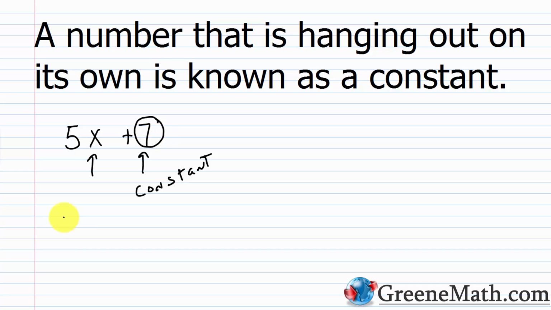If I have something like 3x squared minus 2. 2 is hanging out by itself. 2's value is constant. It's not going to change. So that's why we refer to it, again, as a constant.